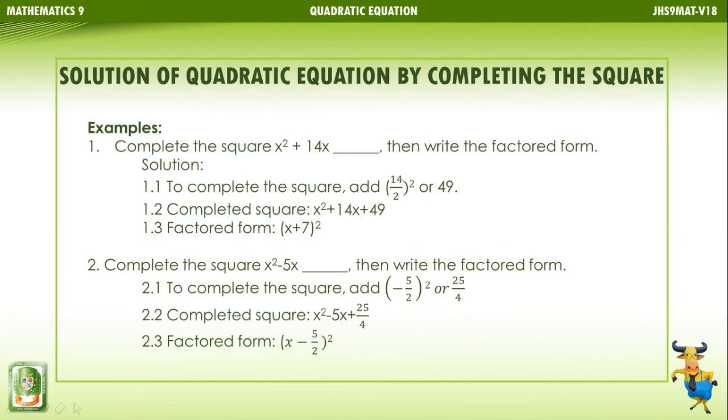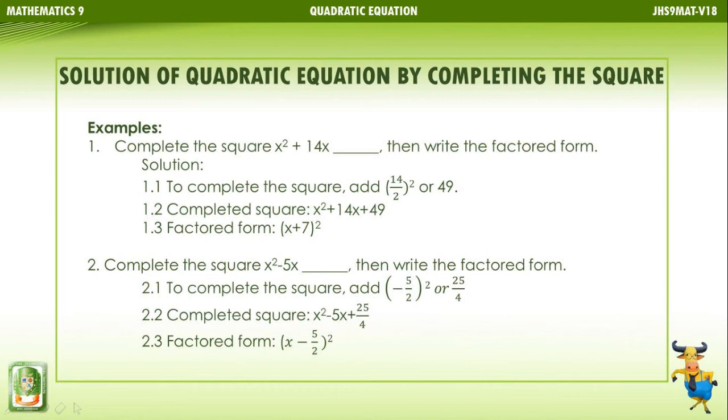Examples. 1. Complete the square x squared plus 14x, then write the factored form. Solution. 1.1. To complete the square, add 14 over 2 squared, or 49. 1.2. Completed square: x squared plus 14x plus 49.